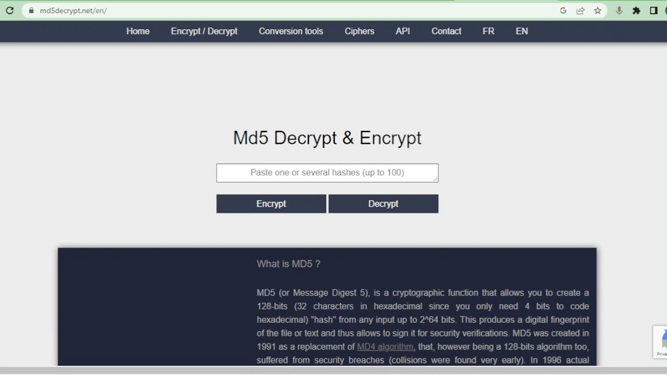So here we understand what encryption and decryption mean. We will take an example of MD5 encryption and decryption here.